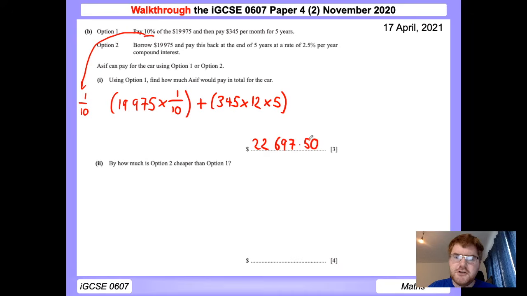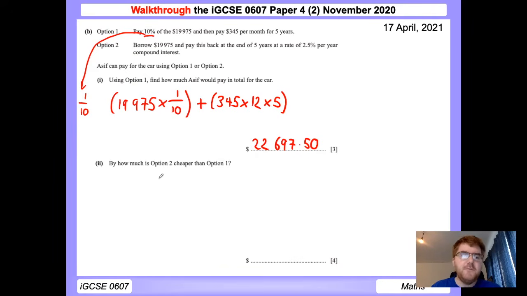So we get... Now, usually we always say round to 3 significant figures. That's really, really important. However, when it comes to money, we need to put the exact value in here. So notice we're in dollars and cents here. So we do need to put 22697.50. That's really, really important. You don't want to lose an accuracy mark at this point. You'll get 2 method marks for the calculation I've shown, and then 1 for the answer here.